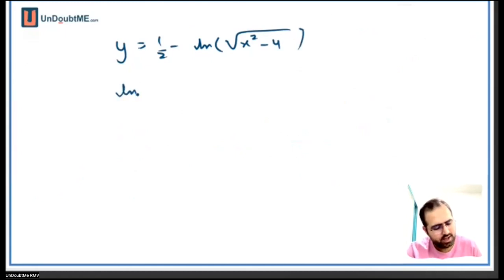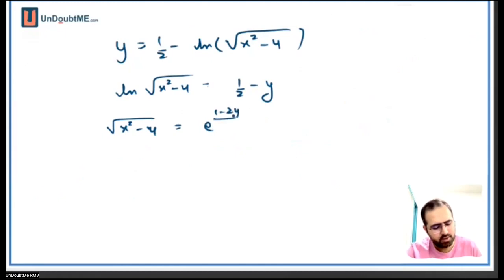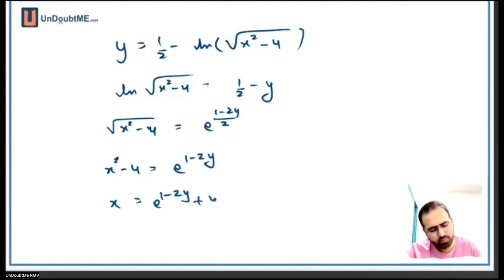So ln of root of x square minus 4 is equal to 1 by 2 minus y. Taking anti-log will give me square root of x square minus 4 is equal to e to the power (1 minus 2y) by 2. Squaring both sides will give me x square minus 4 is equal to e to the power 2 times (1 minus 2y) by 2. The 2 will cancel, so it will be 1 minus 2y. So x is equal to the square root of e to the power (1 minus 2y) plus 4.